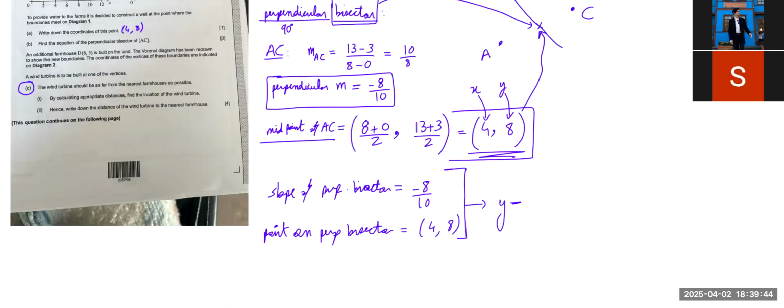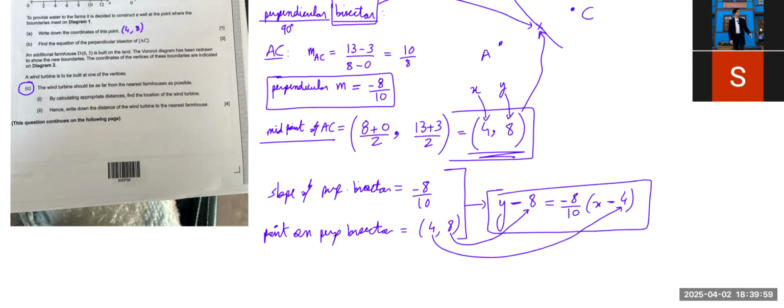So y minus 8 equals m times x minus 4. So you can just use this formula directly. It gives you the equation of your line. This is the equation of your line basically. Just by using an intersection point and the slope, you can construct the equation of the line basically. That's the idea.